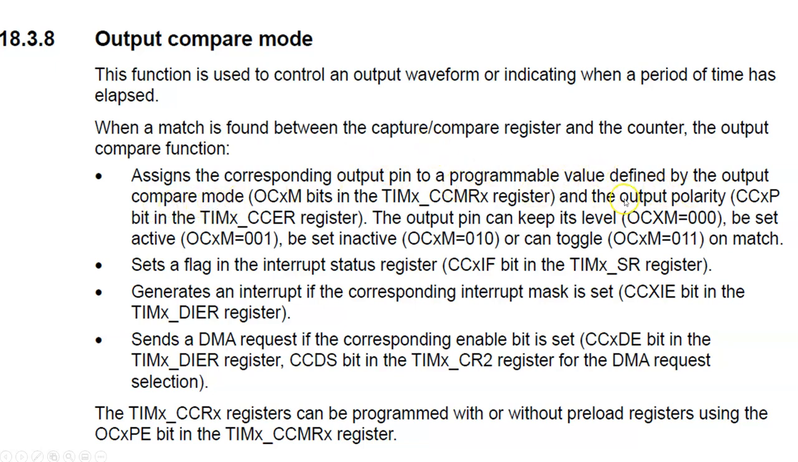The output compare mode basically allows us to set the pin as always high, meaning set active, set the pin to be inactive, meaning always 0, or we can set it to toggle. So if it was high, then it's going to be low. If it was low, it's going to be high. It can also generate a flag for the interrupt if we wanted to do additional things on the interrupt. And then we can do other DMA things. Okay, how do we do all of this? So how do we do output compare?